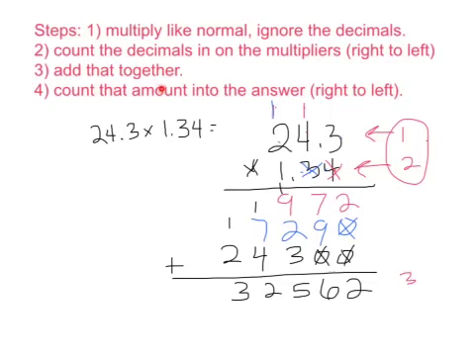And now I'm on step 4. Count that amount into the answer from right to left. So I'm going to go across the answer. I'm counting 3 in. Starting from here, I go 1, 2, 3, and I put the decimal there. So the answer to 24.3 times 1.34 is 32.562.